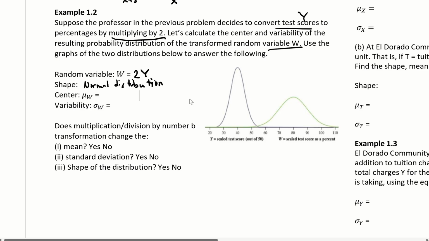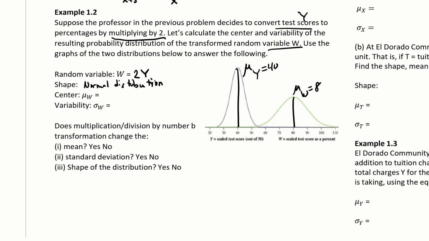Okay. Now, the center here for mu Y was 40. The center here for mu W is 80, which is 2 times 40. So it appears that the center gets affected as well by whatever operation we did. So mu W is equal to mu 2Y, which is equal to 2 mu Y, which is 2 times 40, or 80.